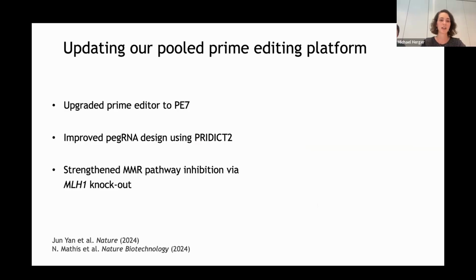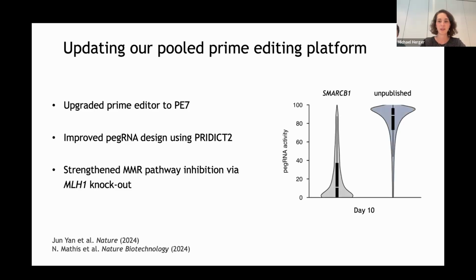And here we just want to highlight the most recent prime editor, PE7, and new computational prediction tools for better pegRNA designs, like PRIDICT2. In an experiment where this is feasible, we found that completely inhibiting the mismatch repair pathway by MLH1 knockout has a stronger effect than co-expressing a dominant negative MLH1. Together, this has allowed us to significantly improve the editing efficiencies we achieve in our screens.